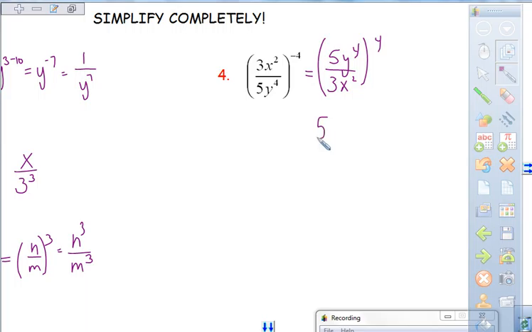So that's 5 to the fourth, y to the fourth to the fourth, power to a power we multiply, so y to the 16th, 3 to the fourth, and then x squared to the fourth, power to power we multiply, so x to the 8th. Y and x don't simplify, 5 and 3 don't reduce, so this would be our final answer.